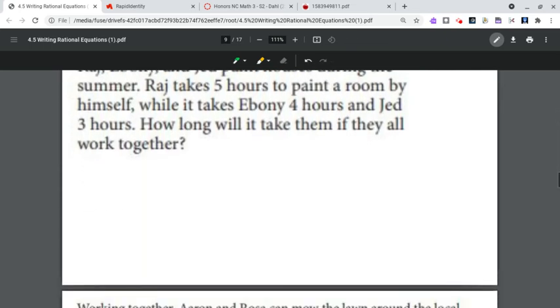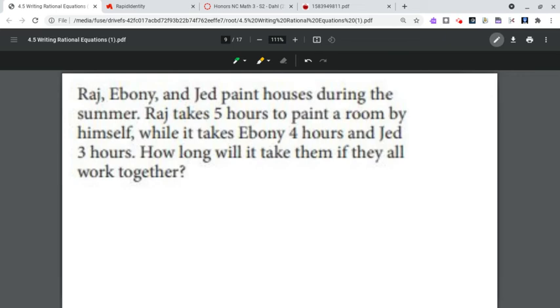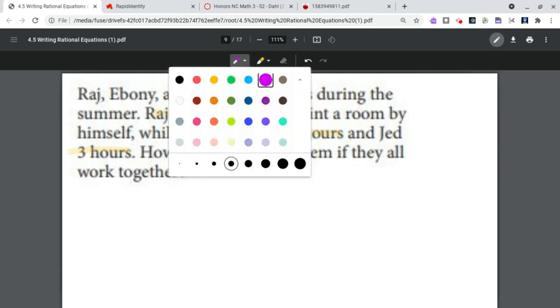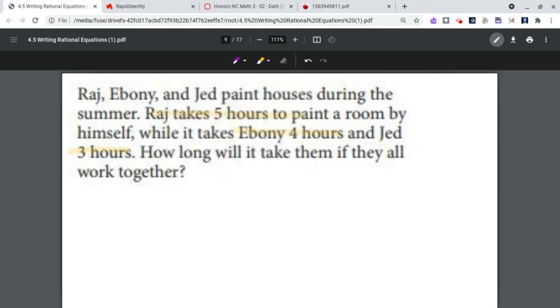Okay? Next question. Raj, Ebony, and Jed paint houses during the summer. Raj takes 5 hours to paint a room by himself. Ebony takes 4 hours, and Jed takes 3 hours. How long will it take them if they all work together? Okay, so I'm going to set it up. Raj time alone, 1 over Ebony time alone, 1 over Jed time alone, equals 1 over time together. 1 over 5 plus 1 over 4 plus 1 over 3 equals 1 over x.